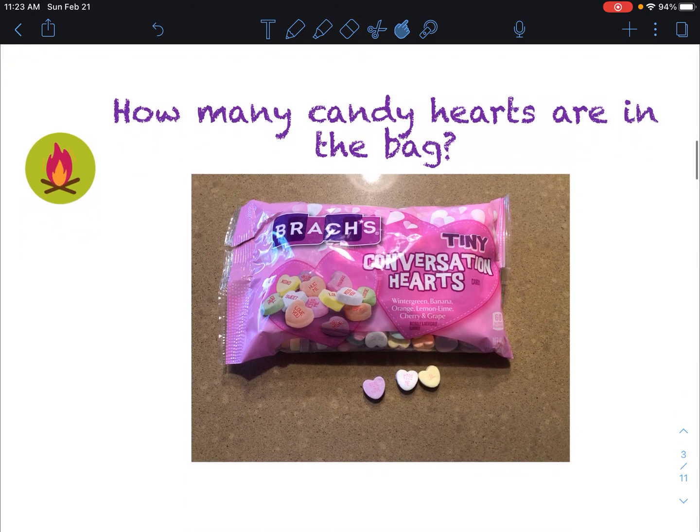Before we get going, how many candy hearts do you think are in this bag in total?